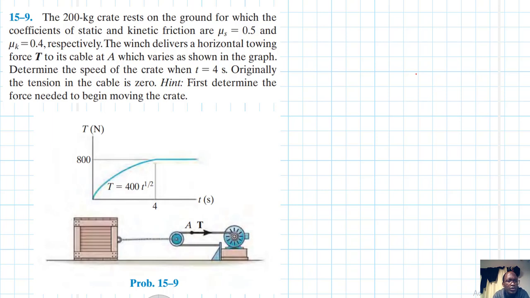The problem reads: the 200 kg crate rests on the ground, for which the coefficients of static and kinetic friction are 0.5 and 0.4 respectively. The winch delivers a horizontal towing force T to its cable at A, which varies as shown in the graph. Determine the speed of the crate when t is equal to 4 seconds.